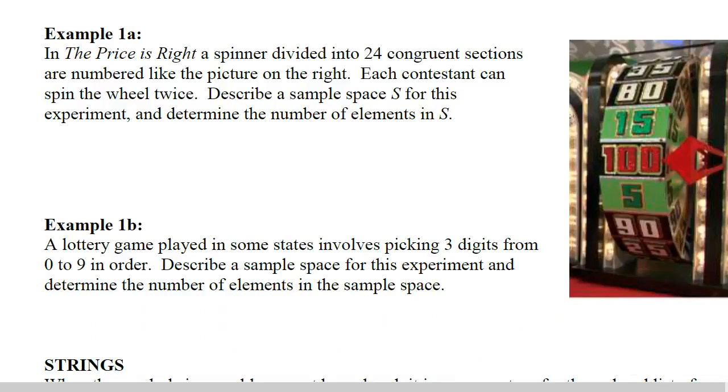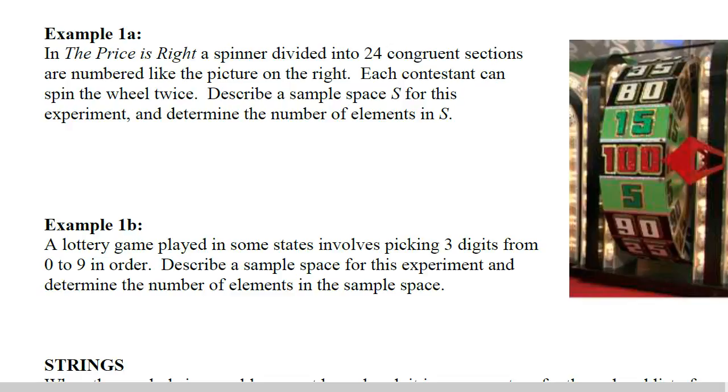Now, I don't know about you guys, but whenever I was sick and I'd stay at home, there wasn't a whole lot to watch on TV, so one thing I enjoyed watching was The Price is Right. And so there's always the spinner that selects who goes into the prize round. And in that spinner, there's 24 congruent sections, numbered like the picture on the right there. So again, each contestant can spin the wheel twice.